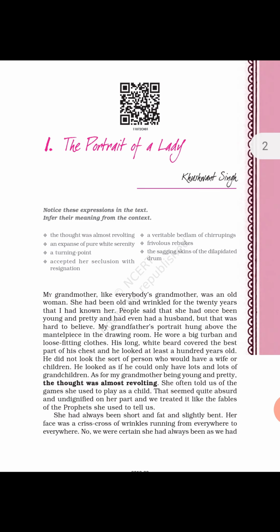Khushwant Singh's grandmother was a short lady. She was fat and slightly bent. She could not walk straight. She hobbled about the house. This is the brief description which the author has given when the chapter begins.